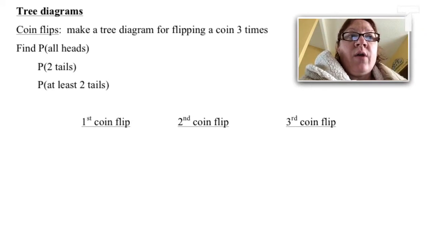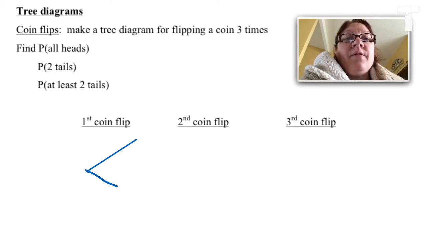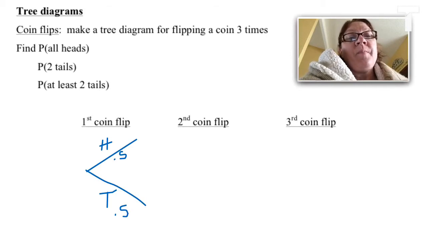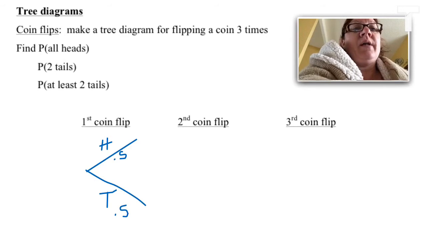So tree diagrams are one way that we can look at solving probability problems to get an idea of just exactly how many outcomes there are. If I were to flip a coin 3 times, it'd be the same thing as flipping 3 individual coins because they are in fact independent. So for the first coin flip, I would have 2 outcomes. I'd either get heads or tails. As a matter of fact, I could actually write in here the probability for each of those.